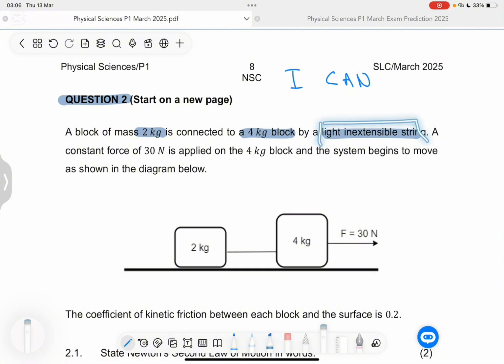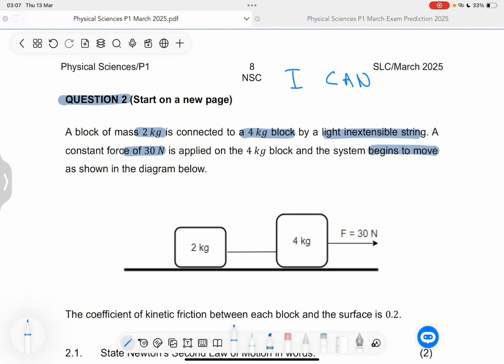Very important, this statement. Now, the question further says a constant force of 30 Newton is applied. This is the force on the 4 kilogram block. It is applied on the 4 kilogram block, and the system begins to move, as shown in the diagram below. Now, when we apply this force, our system begins to move, and obviously this would mean it will have an acceleration that goes in that direction.